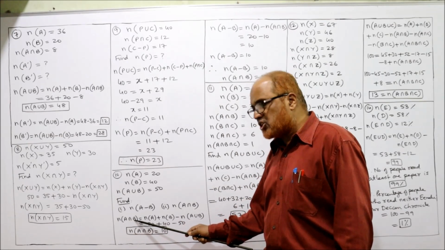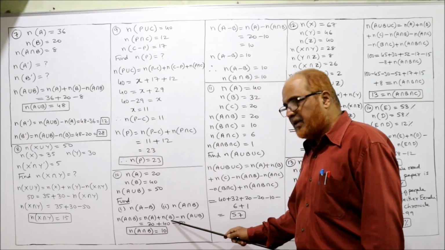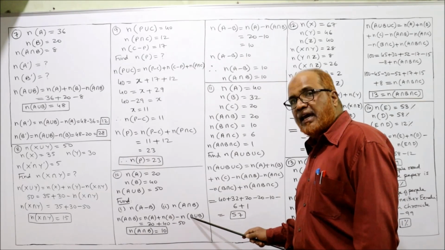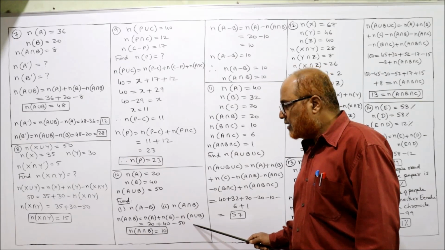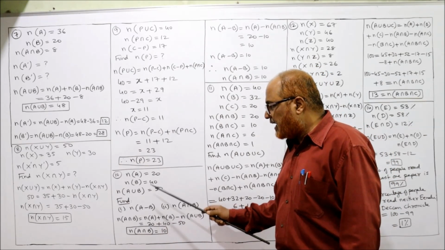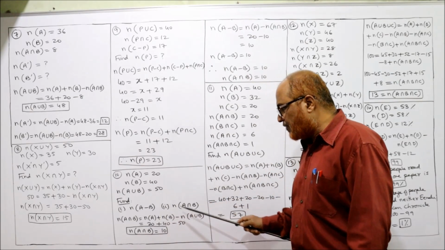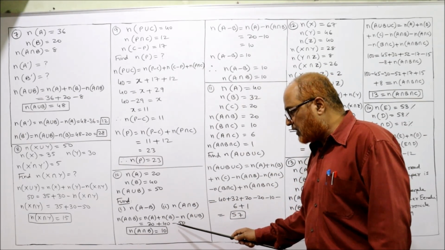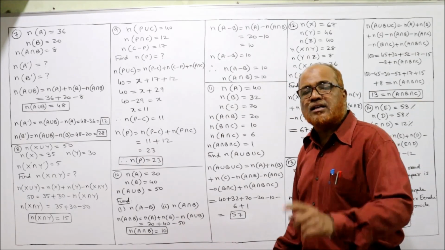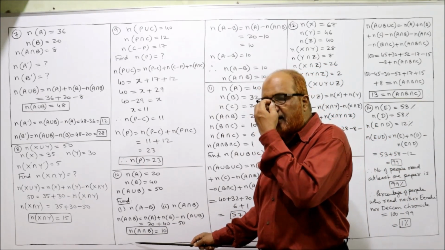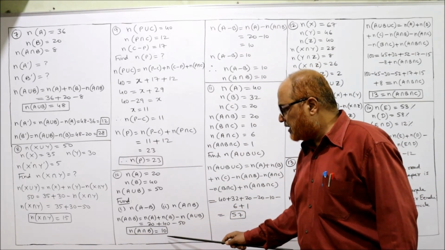N of A intersection B is equal to N of A plus N of B minus N of A union B. So, how much is N of A here? 20. N of B is 40. And N of A union B is 50. So, 20 plus 40 minus 50. 60 minus 50, 10. So, one answer you got: N of A intersection B is 10.